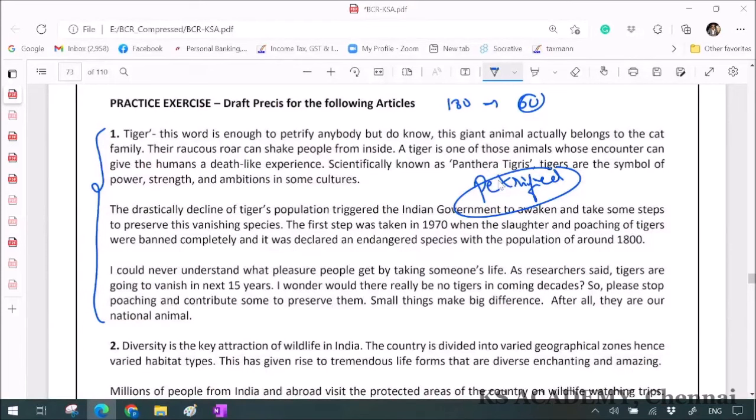Then, tigers are symbol of power. All that is there. So, what will you say? You are talking about tiger. So, you can simply say it is a symbol of power, strength and ambition in some cultures. Full stop.